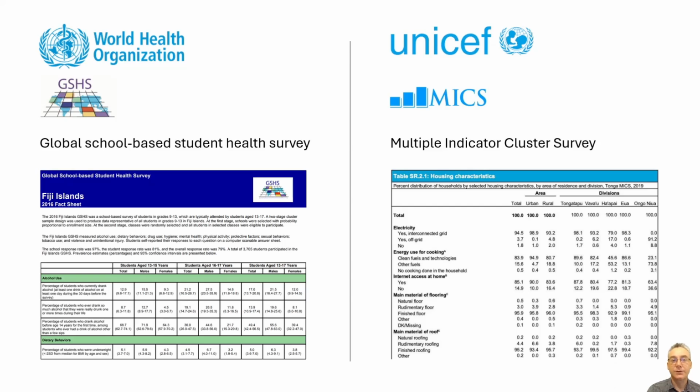We'll use two surveys for the demonstration. The first one is the Global School-Based Student Health Survey, or GSHS, conducted by the WHO. This survey collects data on young people's health behaviors and protective factors. The second one is the Multiple Indicator Cluster Survey, or MICS, which is a household survey program developed by UNICEF and implemented in many countries worldwide. Here we see extracts from a GSHS fact sheet and an official MICS report, both originally published in PDF formats.